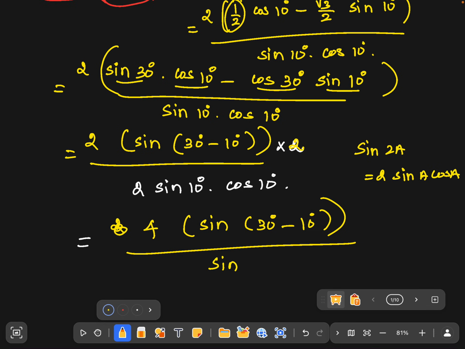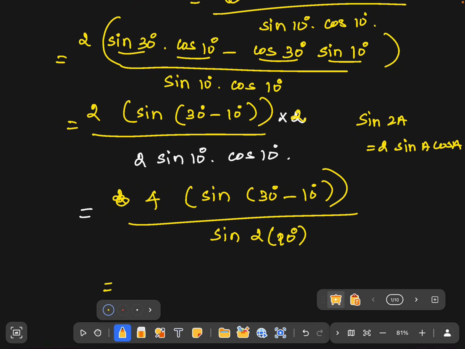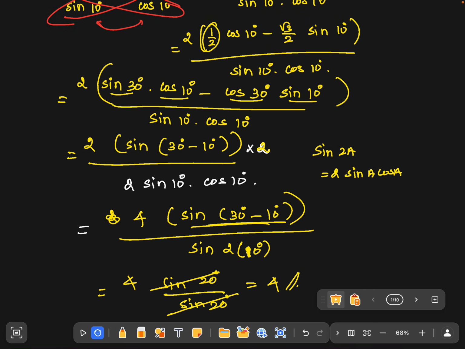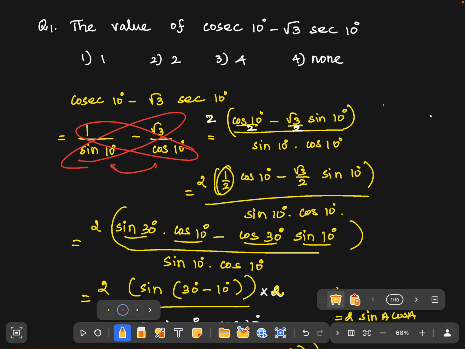So we can write it as sin of 2 into 10 degree. Then 4 into sin 20 degree divided by sin 20 degree. So sin 20 gets cancelled, and 4 is the result. So the first question answer is option 3, 4. The value of cosecant 10 degree minus root 3 secant 10 degree gives 4. Then we will see the next question.